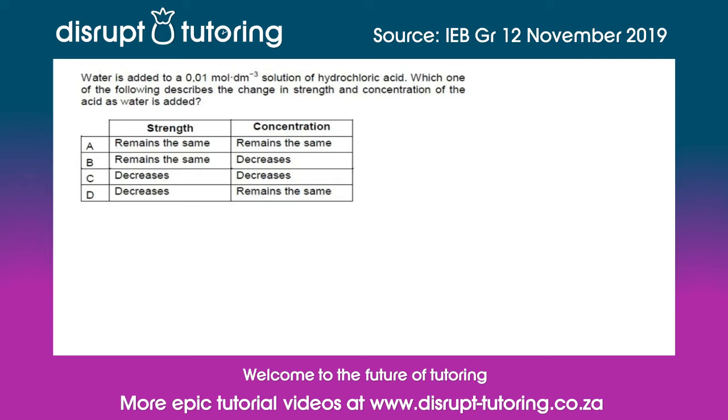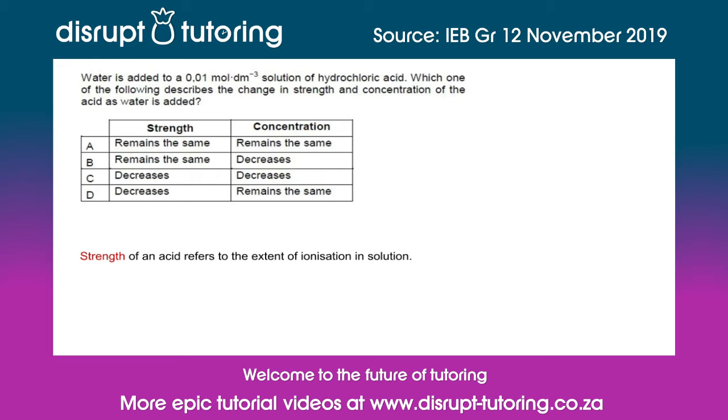Today we're going to do a chemistry multiple choice question from the November 2019 Grade 12 Physical Sciences Paper 2. This question deals with the difference between strength and concentration of acids and bases. It says that water is added to a 0.01 mol per dm cubed solution of hydrochloric acid. We are then asked to describe the change in strength and the change in concentration of the acid as the water is added. To answer this question, you need to recall the difference between the strength of an acid and the concentration of an acid.